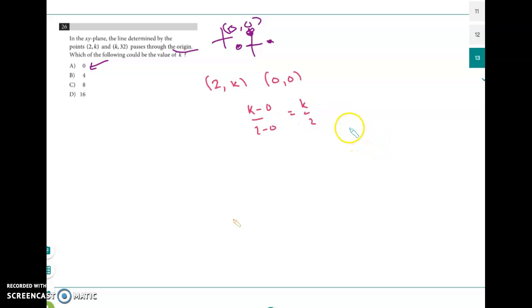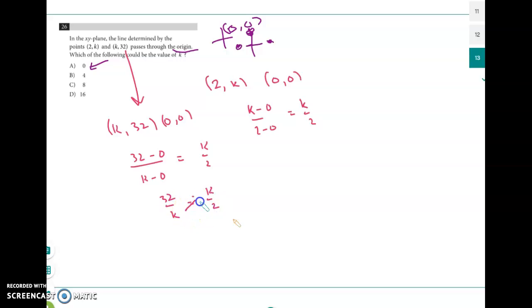That's my slope, right? So I can use the same approach with the other point, k and 32, and I know this also has the same slope. Change in y is 32 minus 0 over k minus 0, but I know the slope is k over 2. Okay, so 32 over k equals k over 2. Cross multiply, which gives 64 equals k squared. That means k is plus or minus 8.